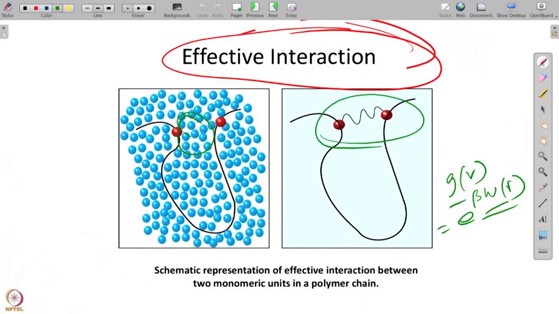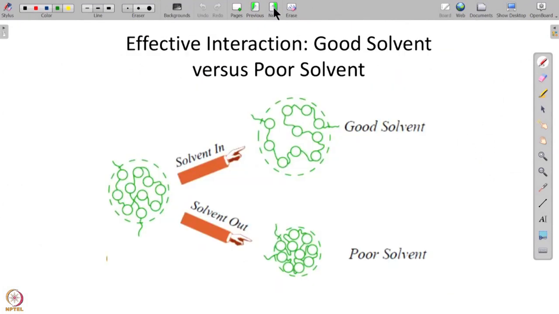However, if you put, for example, a lot of water, which does not like the hydrophobic polymer, then the polymer will collapse. And this is shown here: this is a good solvent, where water molecules come in everywhere and then you get a swelling of the polymer, a very important phenomenon.